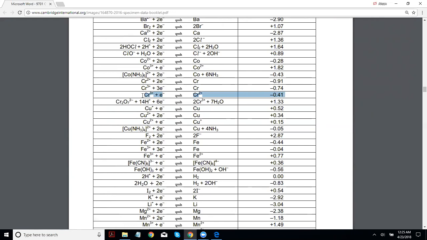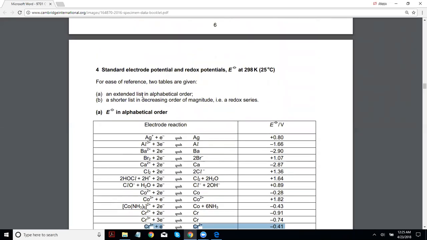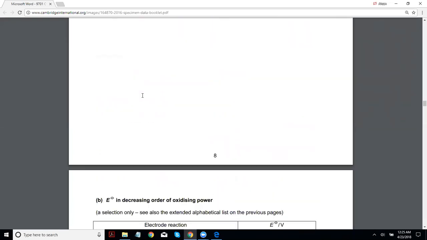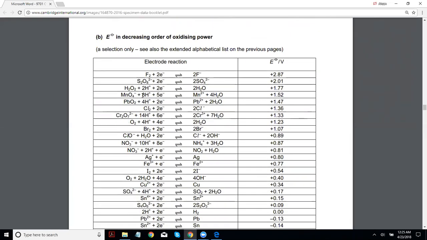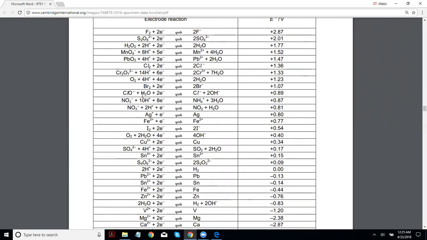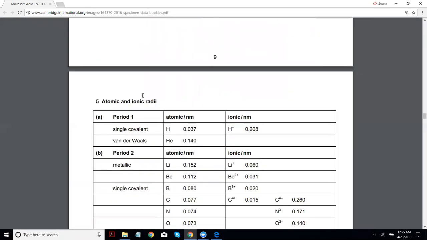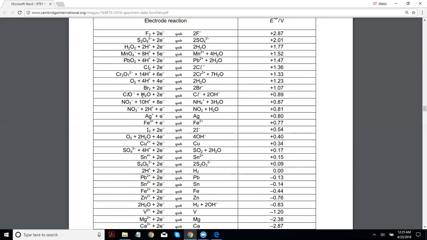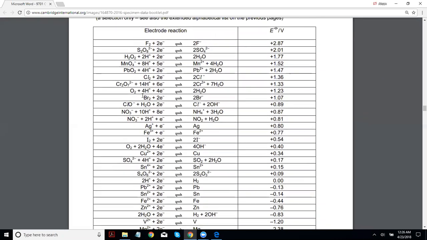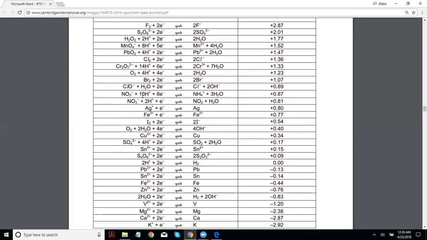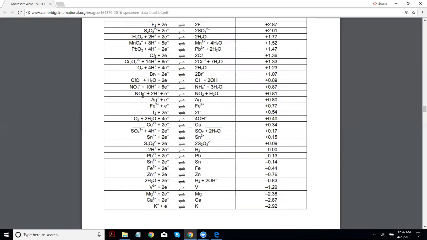What is chromium's value? It's minus 0.41. Go to a different table in which the E0 values are listed in ascending or descending order. This is in alphabetical order. Go down. This one, right? But here chromium. Yeah, potassium.